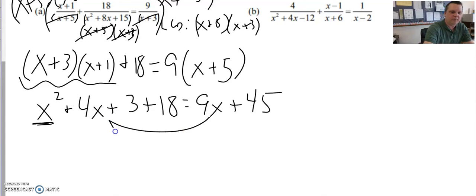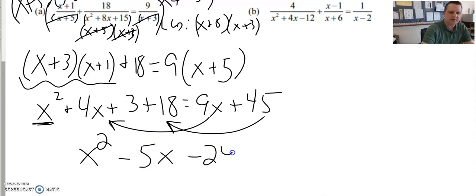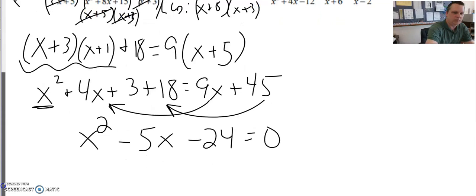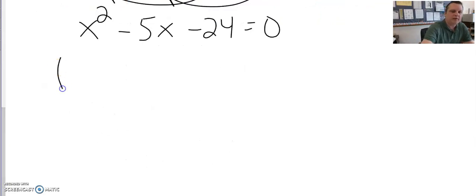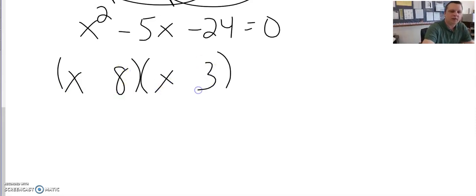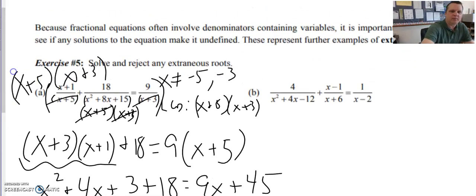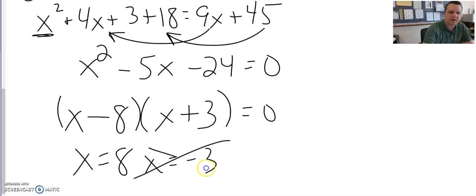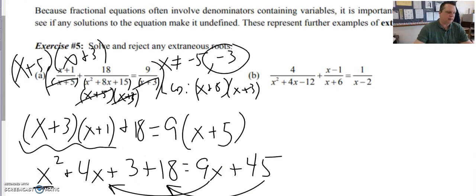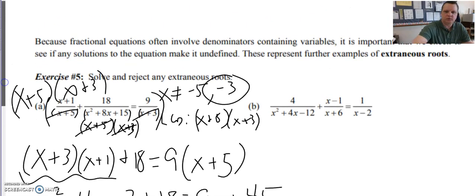X squared, bring everything over, combine like terms. So then I get x squared minus 5x minus 24 equals 0. Factors of 24 that give you 5. We have an x and an x and an 8 and a 3. X minus 8, x plus 3 equals 0. X equals 8. X equals -3. Go all the way back to the top. Oh, there you go. Right there is an extraneous root. So that means that that is no good. So that -3 cannot be one of the solutions.